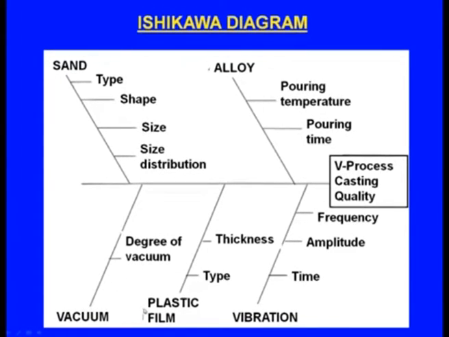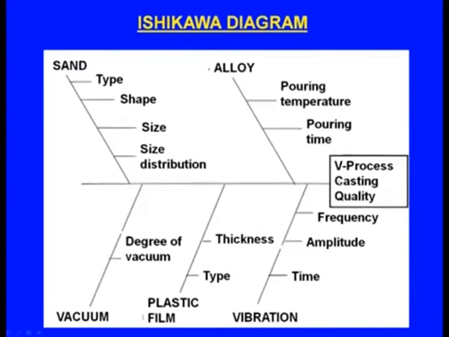Next one, degree of vacuum, plastic film variables, type and thickness. Next one, vibration: time, amplitude, frequency; and alloy: pouring temperature, pouring time. All these parameters would influence the quality of the casting.